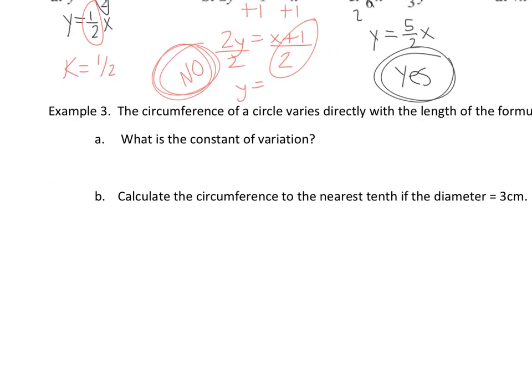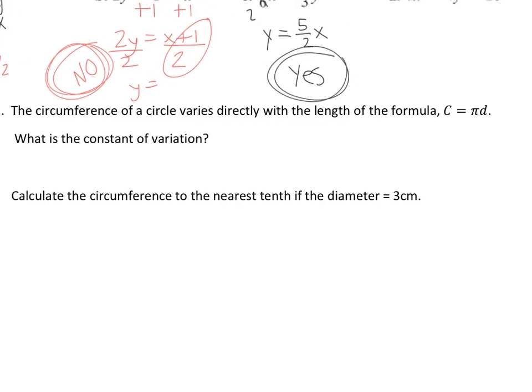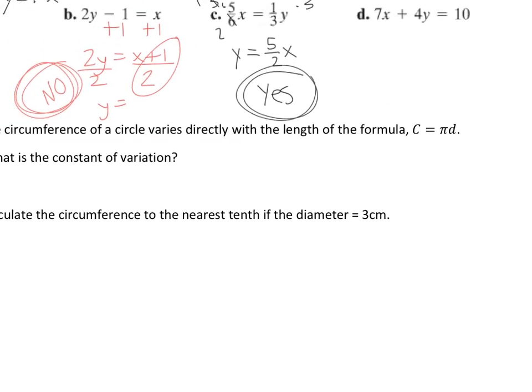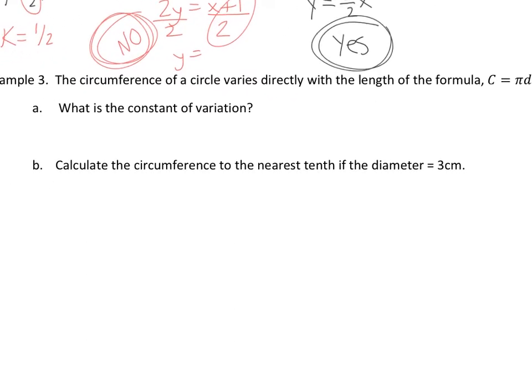Number 3, the circumference of a circle varies directly with the length of the diameter using the formula C equals pi d. So you have the circumference equals pi d. The circumference varies directly with the diameter.